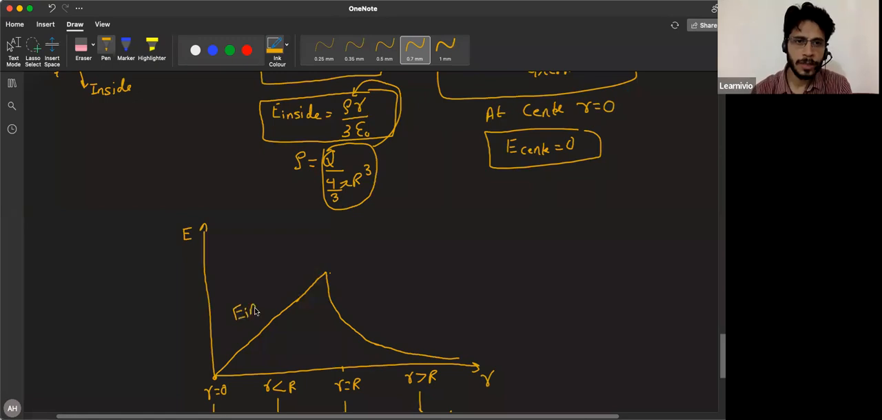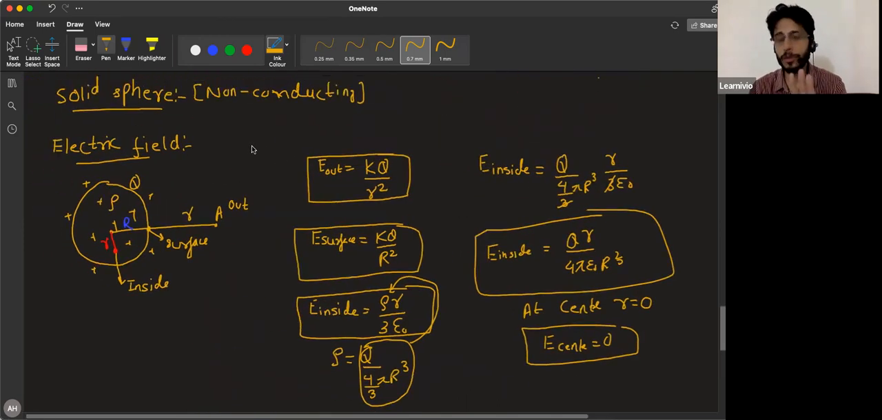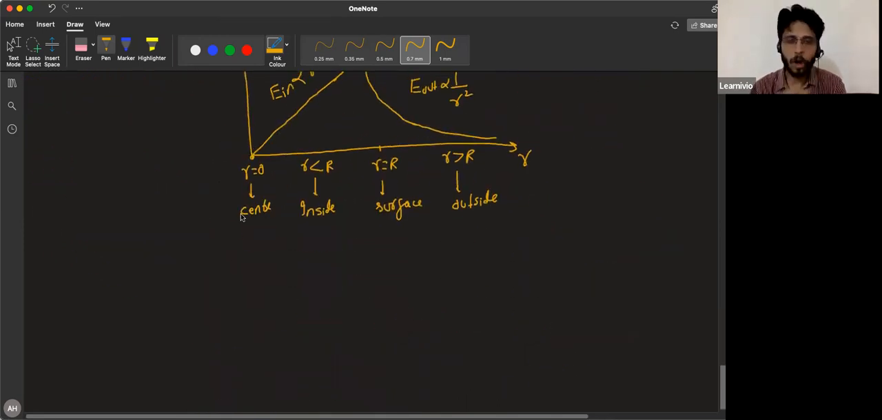So E inside is directly proportional to R. E outside is inversely proportional to R square. That's why this shape, this hyperbolic shape. So this is the electric field due to a solid non-conducting sphere. Along with a solid non-conducting sphere, sometimes it asks you to calculate the electric field inside a cavity.